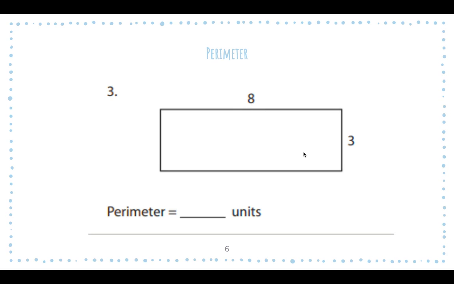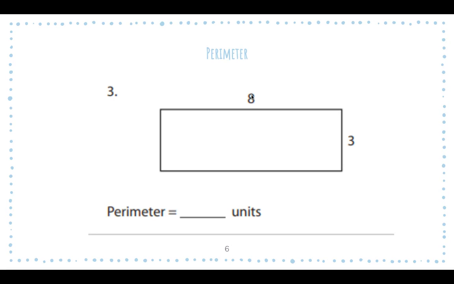Okay, so if I add 8 plus 3, 8 plus 3 is 11, okay? And then I have another 8 right here, and I have another 3 right here. 8 plus 3 is 11, and then 8 plus 3 is 11, so 11 plus 11 is 22. Okay, so your perimeter is going to be 22 units here.